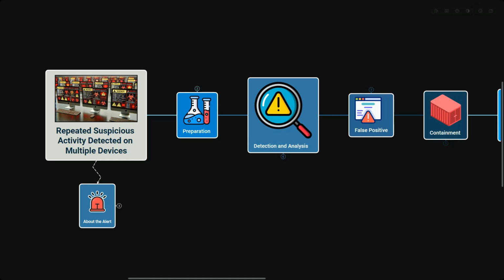Now let's talk about the incident response process for this alert, which is repeated suspicious activity detected on multiple devices. As the name says, there is suspicious or anomalous behavior happening in the network. This can indicate that unusual or potentially malicious behavior has been observed across several devices within the network. This suggests possible coordinated activity across multiple devices, or that multiple systems may be compromised or affected by similar threats at the same time.